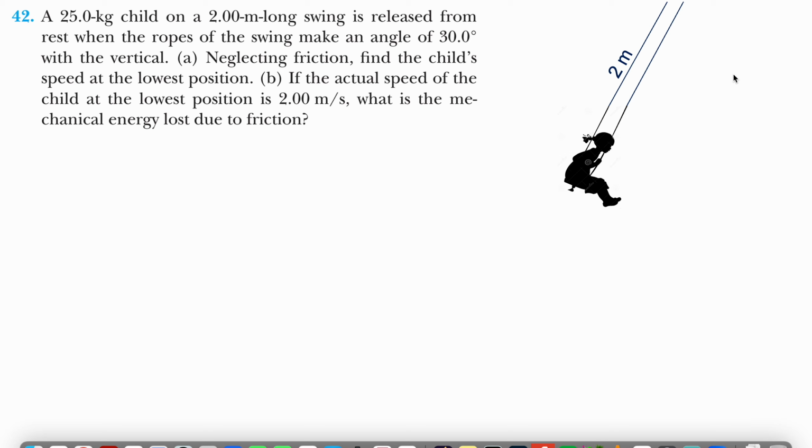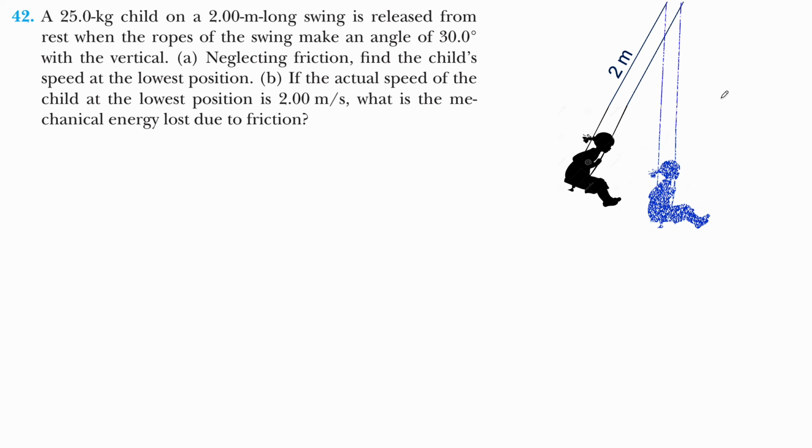So, what we're trying to do here is figure out how fast she's going to be going when she's at the very bottom of her swing. To figure that out, we need to figure out how far she falls. In other words, the distance from here to here. What was her height change? She's converting gravitational potential energy into kinetic energy.